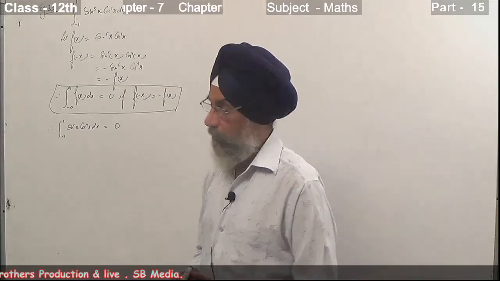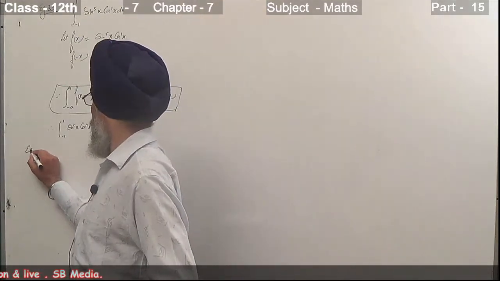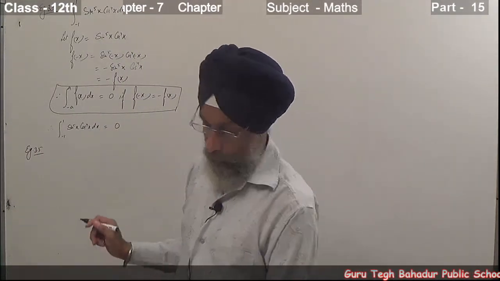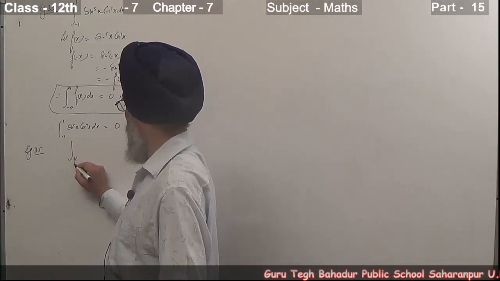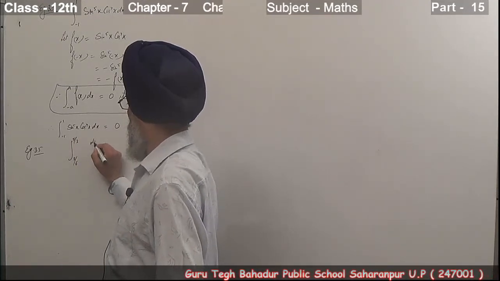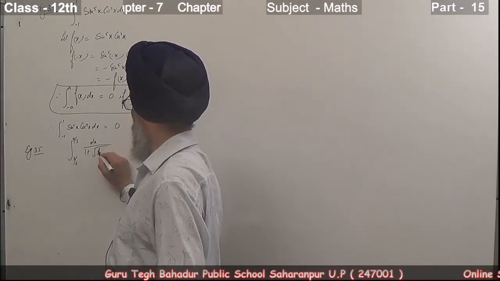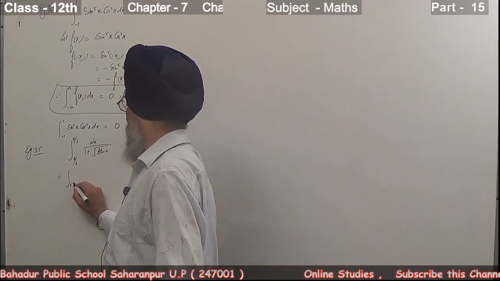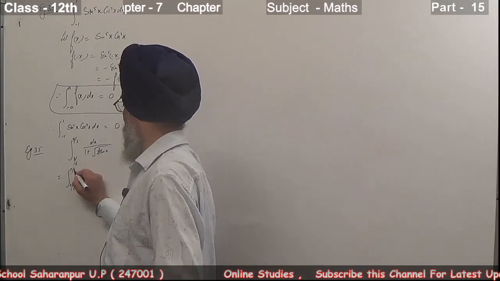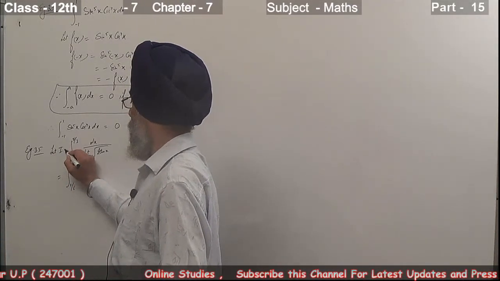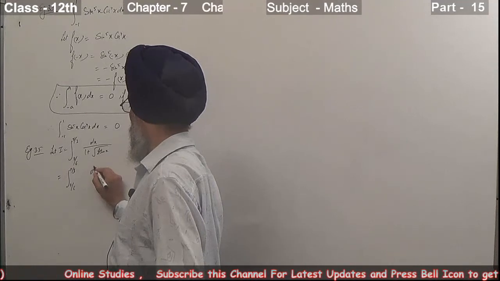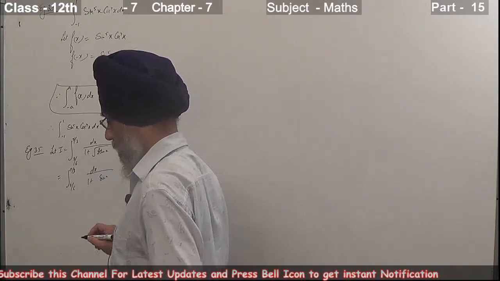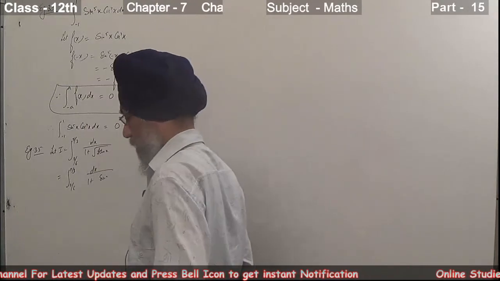Now let us see example number 35. In example 35 we have the integral from pi by 6 to pi by 3 of dx upon 1 plus square root of tan x. Let us consider this integration equal to I. The integral from pi by 6 to pi by 3 of dx upon 1 plus sin x upon cos x.